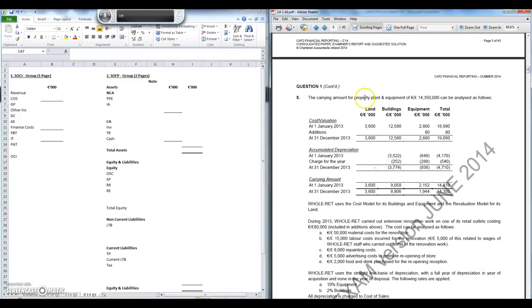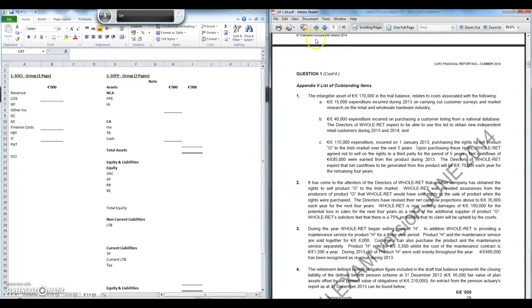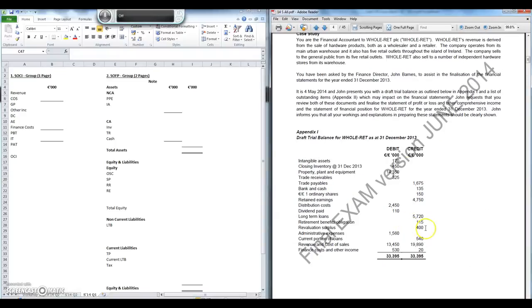Here you have property, plant and equipment, so again straight away I'll be looking at IAS 16. Whole uses the cost model for its buildings and equipment and the revaluation model for its land. Again, always ask yourself, why am I told that? Well, if we know the revaluation model is for its land, we're already flagged up here, page 4, there's a revaluation surplus, so we know that is now for land.